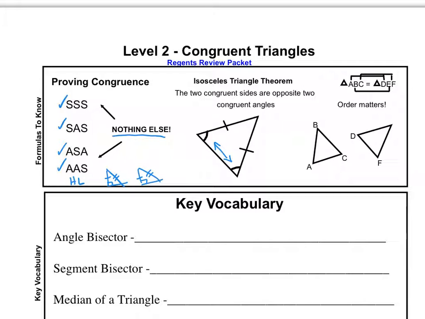So for example, because of the order of these letters, triangle ABC is congruent to triangle DEF. We know angle A is congruent to angle D because they're in the same position. We know angle B is congruent to angle E, and we know angle C is congruent to angle F. All right, those are the major topics. You could also say that AB is congruent to DE because they're in the same position, and so on and so forth. So those are the key topics that you learned about in this unit.